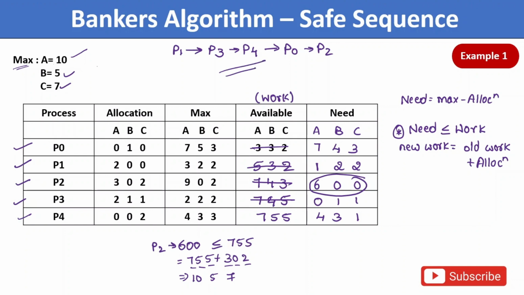So the final safe sequence is process P1, P3, P4, P0 and P2. If you write this safe sequence and the need matrix values, so you will get full marks in this banker's algorithm problem.